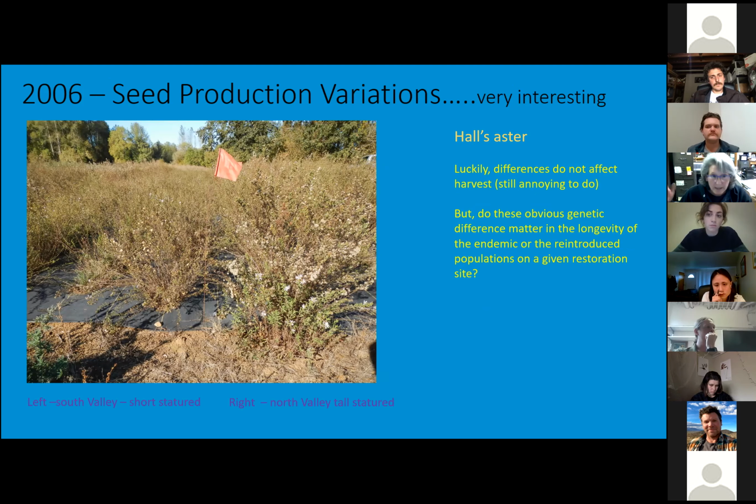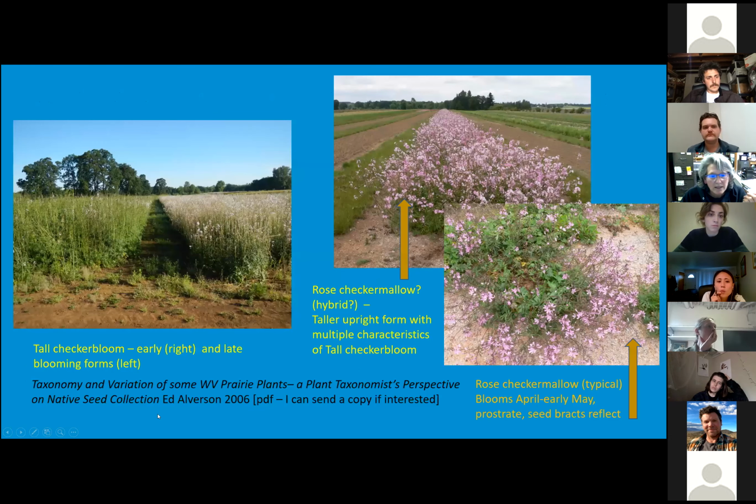Because I'm growing the seed of everything. And is it going to matter in the long term? We don't know. We just don't know. Other differences have been just fascinating. This is a great paper, by the way. It's a PowerPoint, it's not a paper. But if anybody's interested in this topic, Ed Alverson wrote a very good summary of some of the differences.